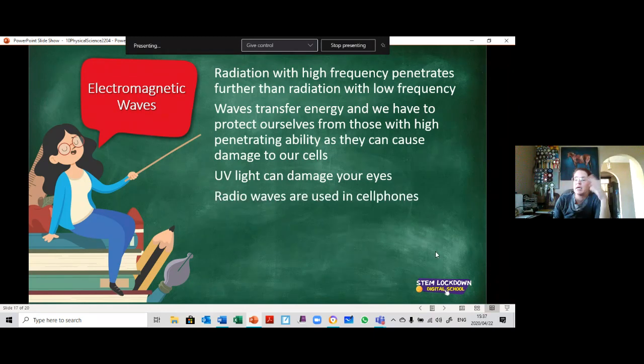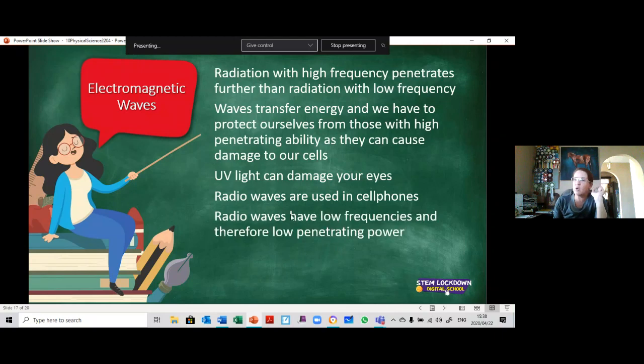Now, a question I get asked a lot: radio waves are used in cell phones. But radio waves have low frequencies.